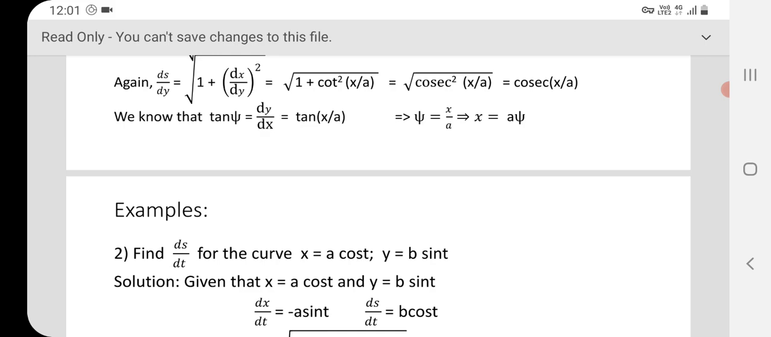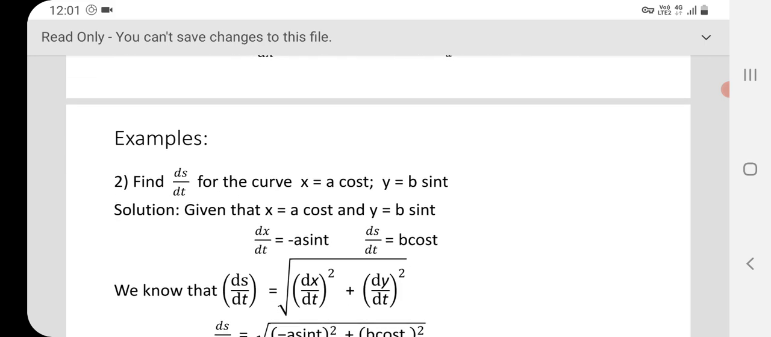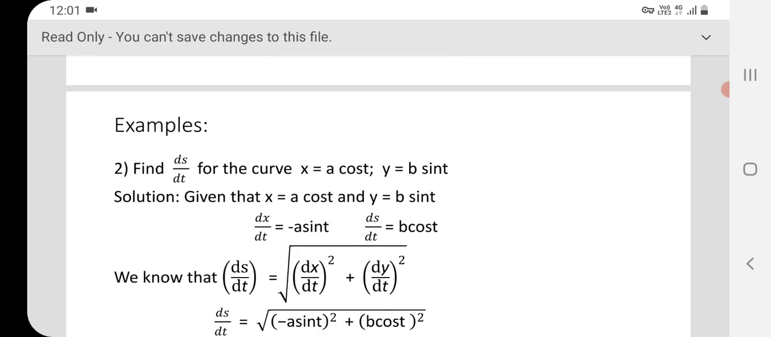Now see example 2. Find ds by d theta for the curve x equals a cos theta, y equals b sin theta. Now it is in the parametric form of the derivative of an arc length. Now he has given x equals a cos theta, y is equal to b sin theta. Let us take the differentiation. dx by dt is minus a sin t, and dy by dt equals b into cos t.